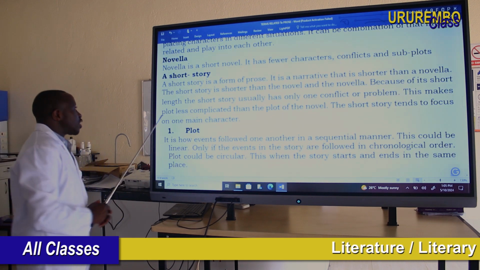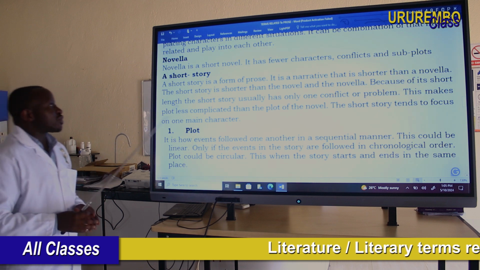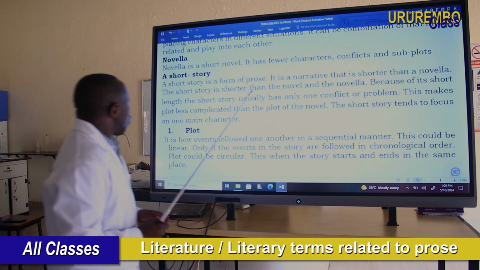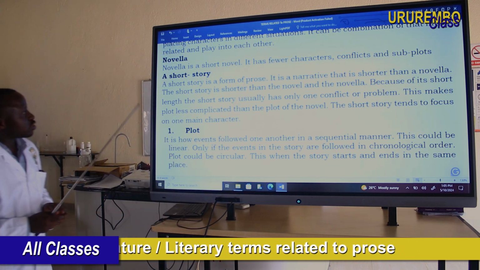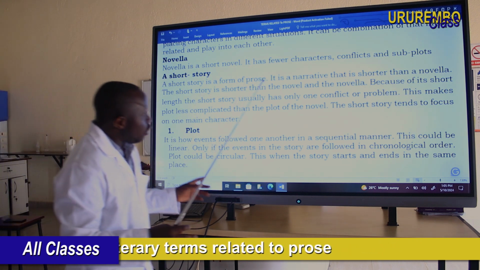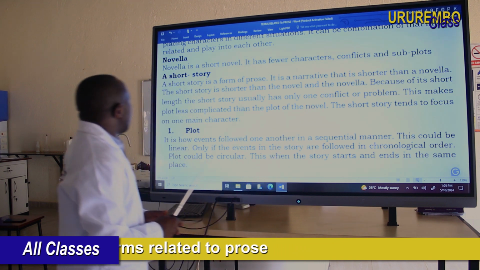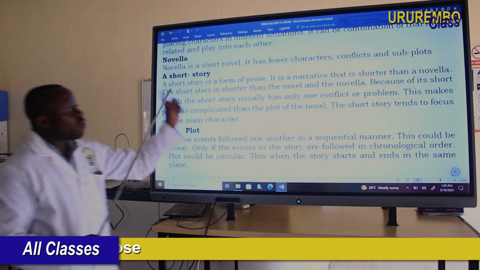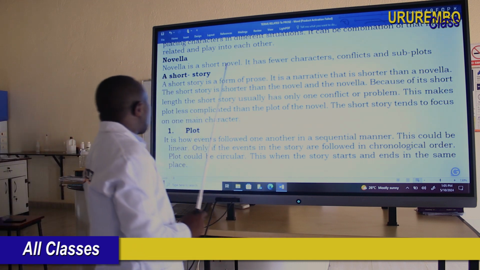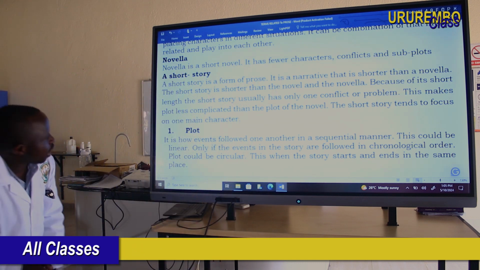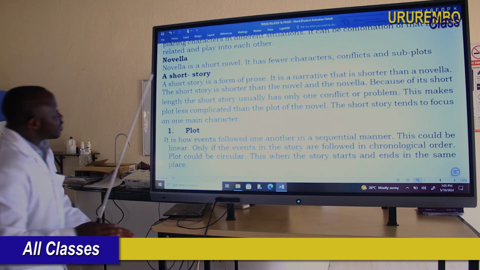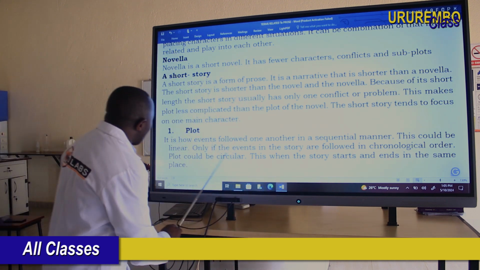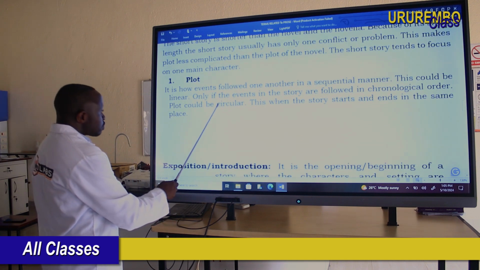A short story is a form of prose, but it is shorter than a novella in volume. A short story is shorter than both a novel and a novella, simply because it is short in length. It should have one conflict or problem and one main character. It has prose that is not complicated, focusing on one main character.